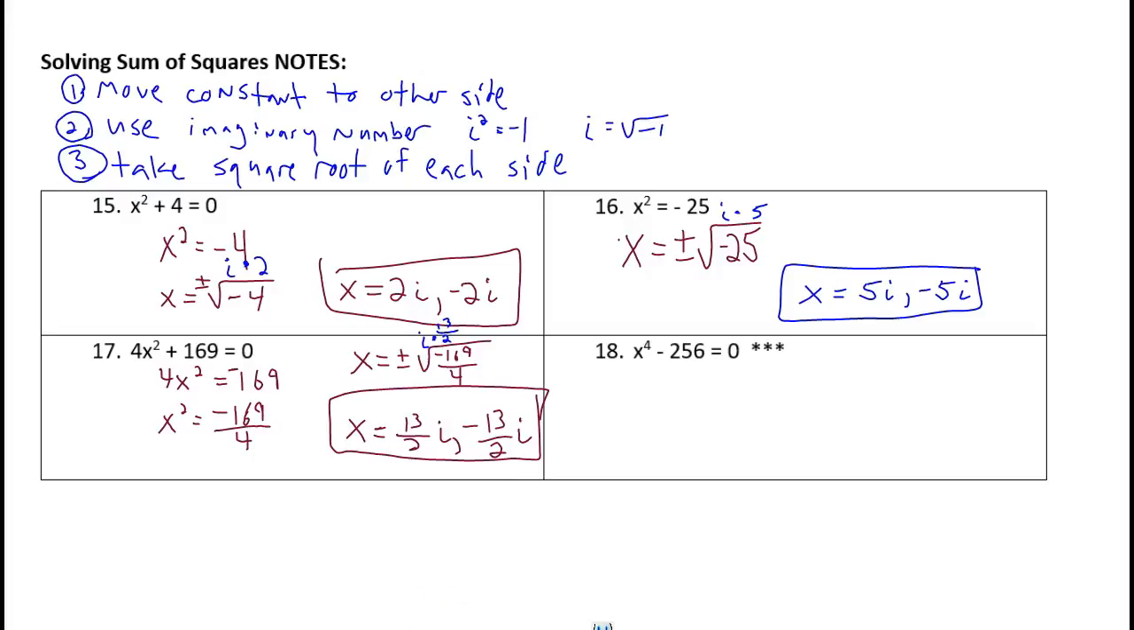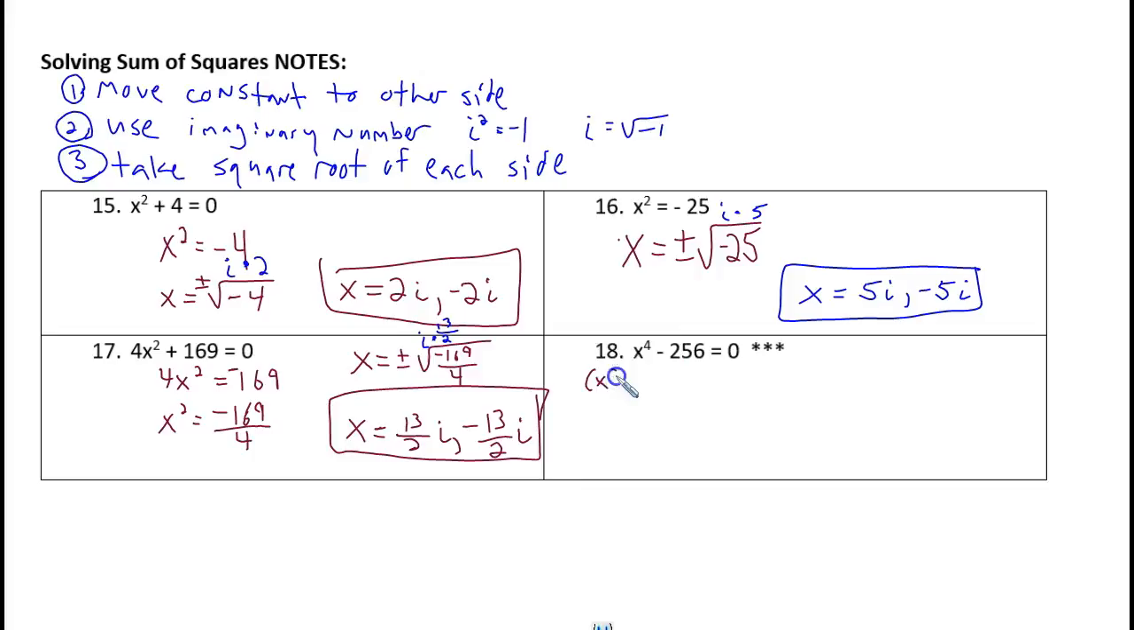Finally, number 18 here. We're going to start working through this. What do you notice about this guy? It's not a plus sign, is it? It's not x to the 4th plus. So this one is factorable, right? We can use the difference of two squares rule that we talked about before.